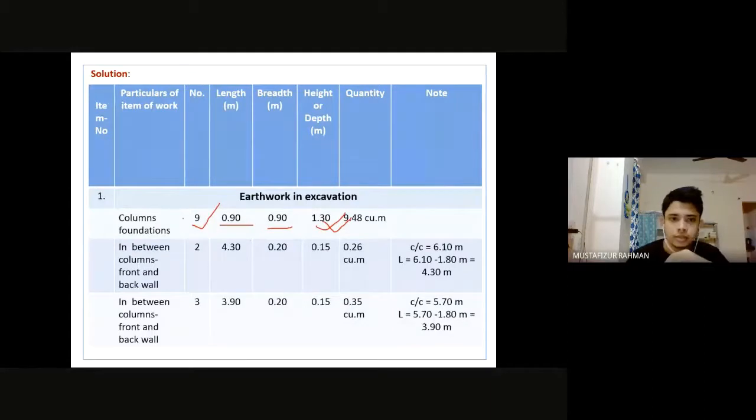So that's that one. We measured how many columns we have and their length and breadth from the sectional diagram, height, and total volume of work. Fine.